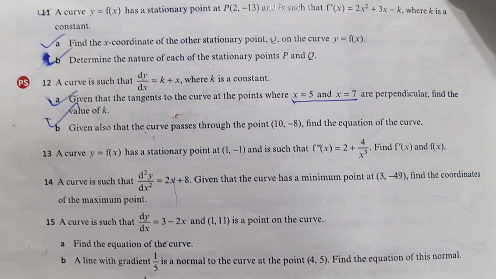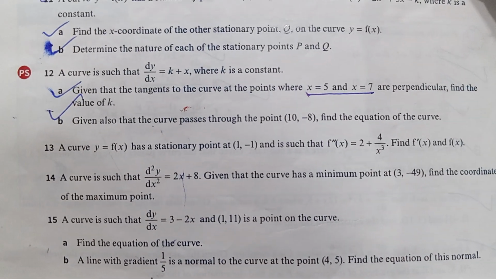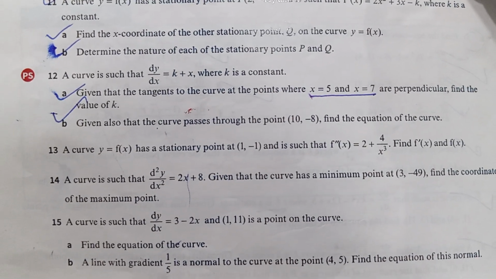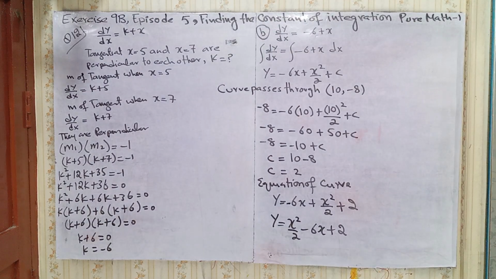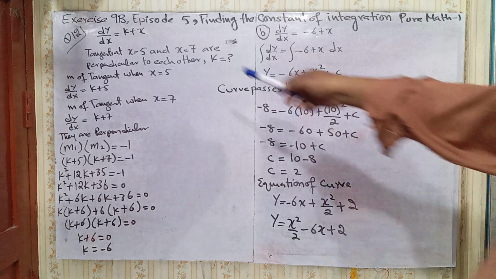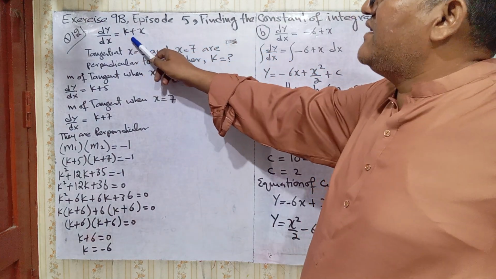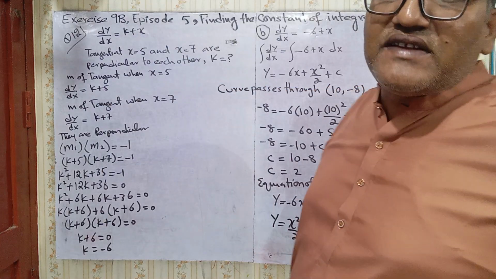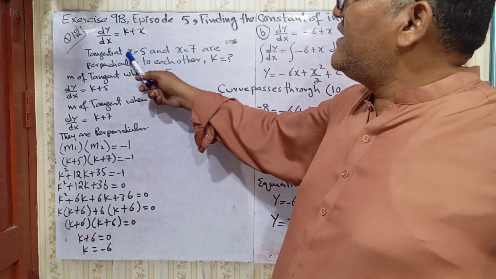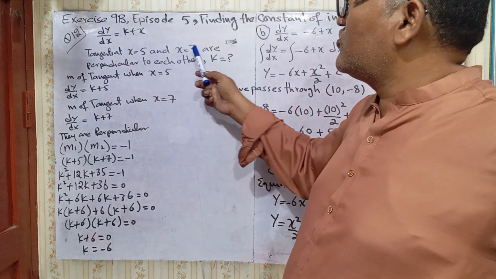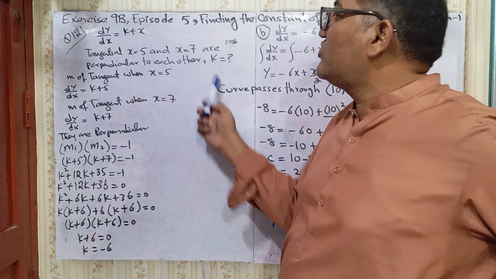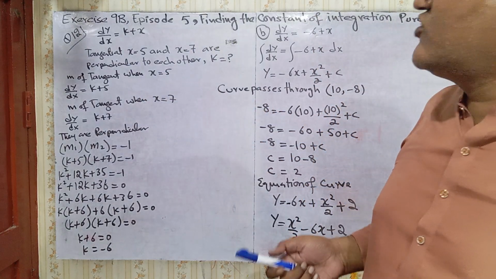So we are going to work on question number 12, and I hope you have read this statement. Here I have solved this to save time, and let me show you how this is done. So you can see dy by dx is given, that is equal to k plus x. I don't know the value of k. The tangents at x equals 5 and x equals 7 are perpendicular to each other. The value of k is the question.